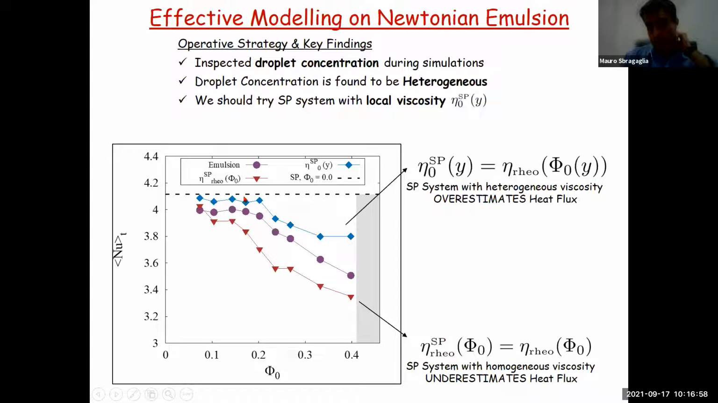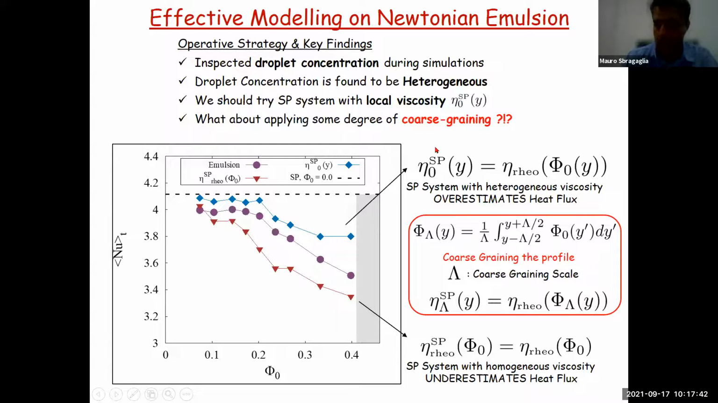And the results are displayed here in these blue points, which are now overestimating the results with the emulsion. So the emulsion stays in between two situations: a single phase system with a local heterogeneous viscosity, and a single phase system with a global viscosity. So somehow the quantitative matching could be obtained via some mathematical idea that is lying in between this completely local strategy and this global strategy.